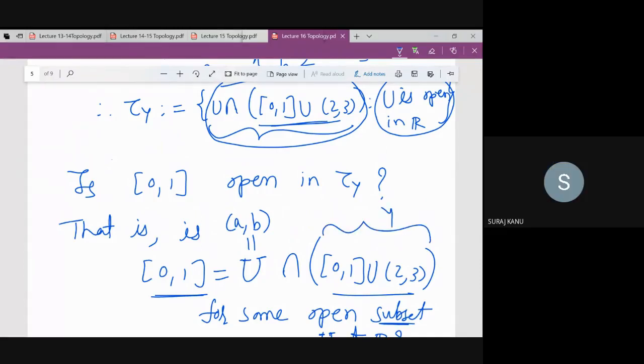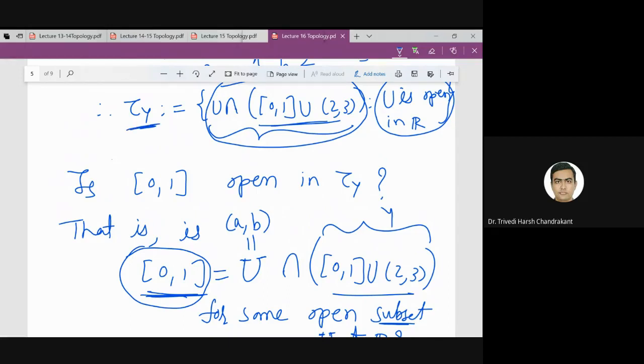So if I take the closed interval 0 1, I want to check whether the closed interval 0 1 is open with respect to the subspace topology on Y.